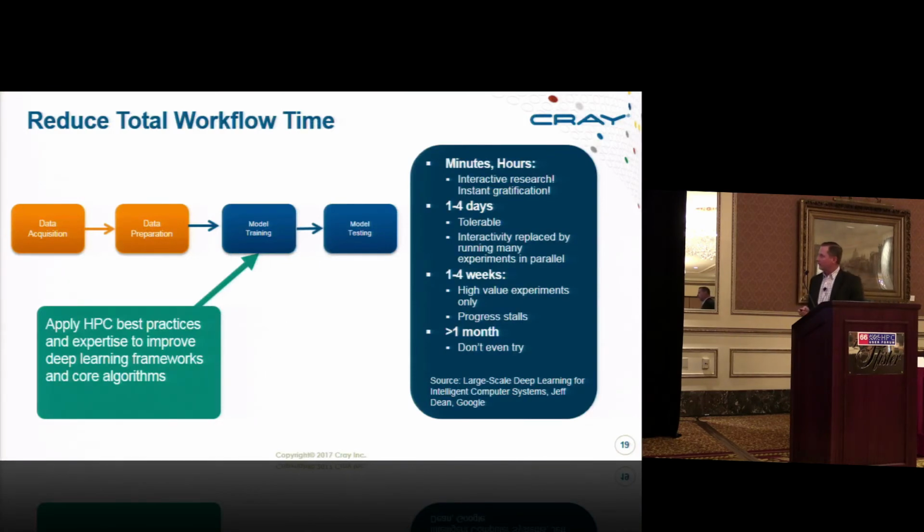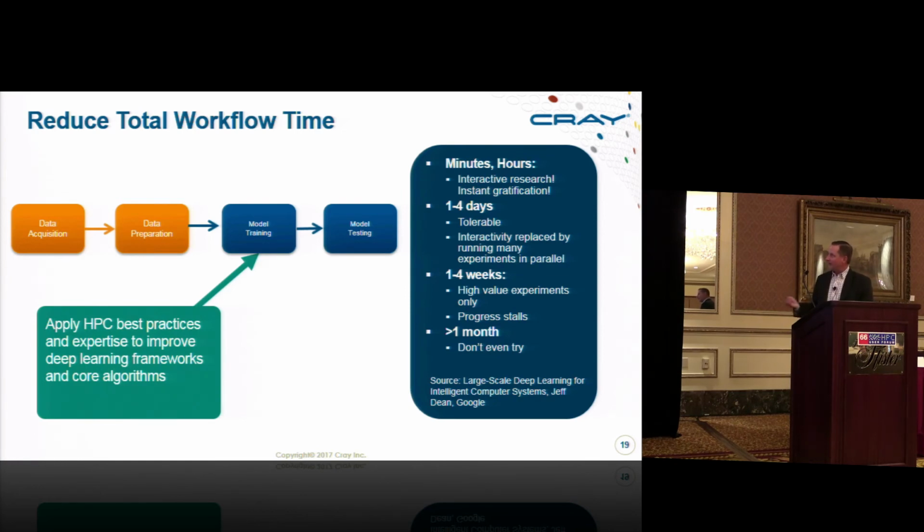Okay. So there was a paper by the folks at Google called Large Scale Deep Learning for Intelligent Computer Systems. The key takeaway here is that if you're starting off with a model training exercise that takes greater than a month, don't even try. If it's 1 to 4 weeks, you're in the experimentation phase. That may or may not be okay. You're going to see progress stall out probably periodically. 1 to 4 days is tolerable.